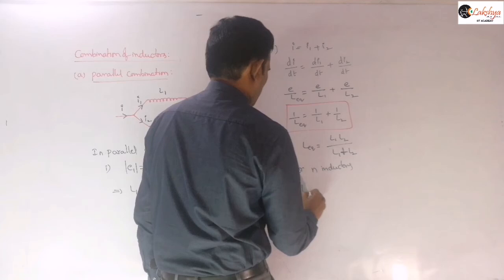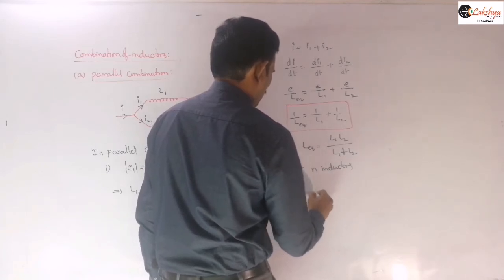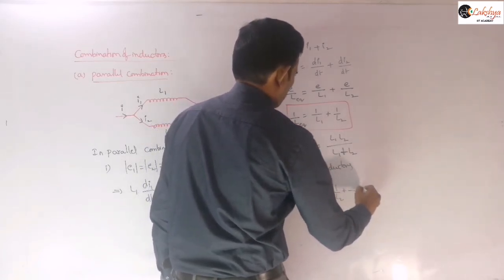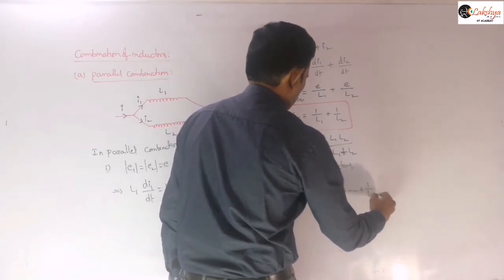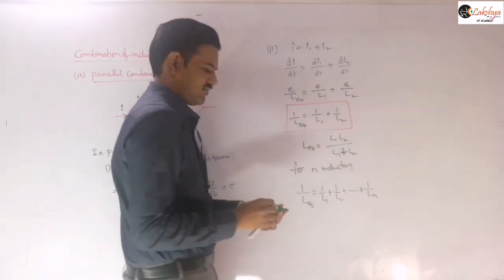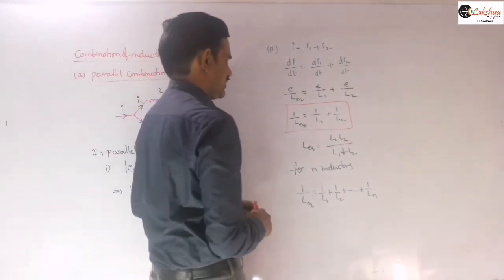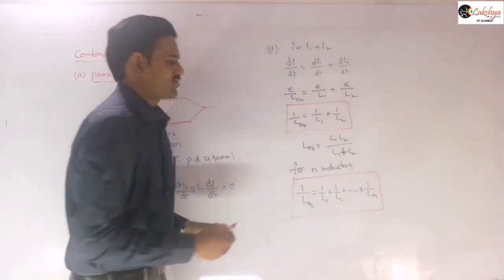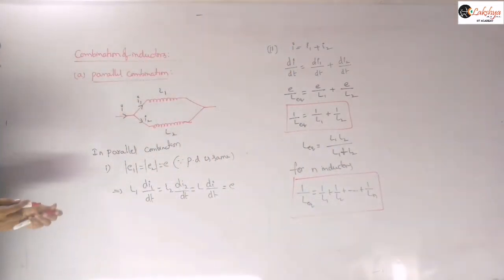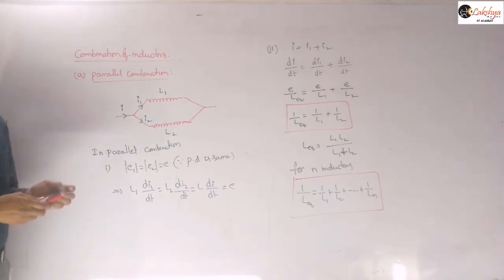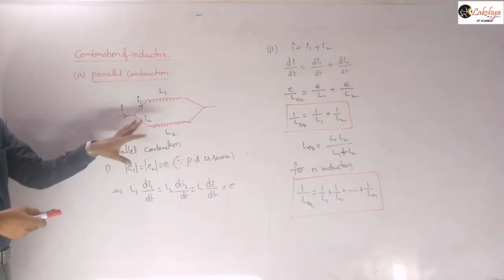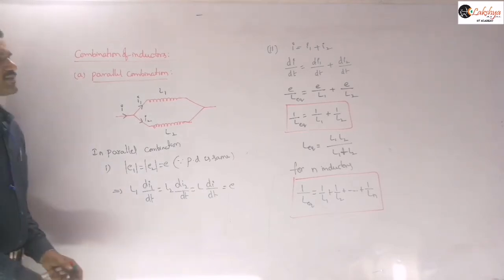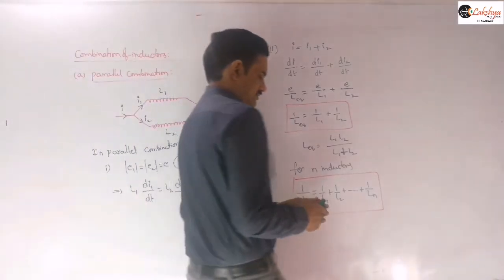For n inductors, what we can write is L equivalent is equal to 1 by L1 plus 1 by L2 plus and so on plus 1 by Ln. So like that you can extend that formula even for n number of inductors in parallel, right? So that is our effective inductance when the inductors are connected in parallel. That means we are replacing these two in combination by a single inductor there. And now similarly let us consider inductors in series.